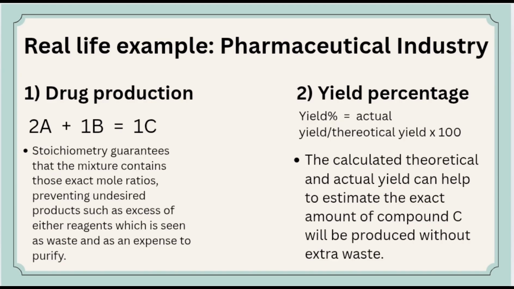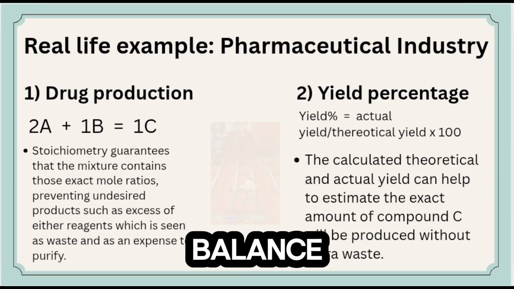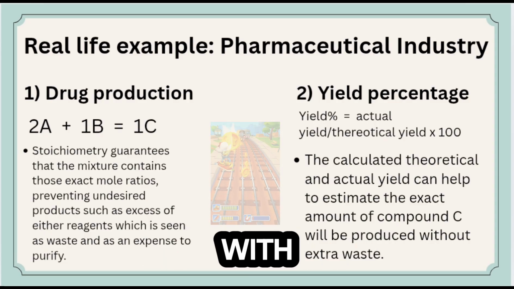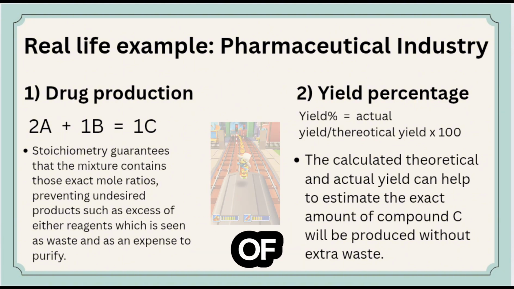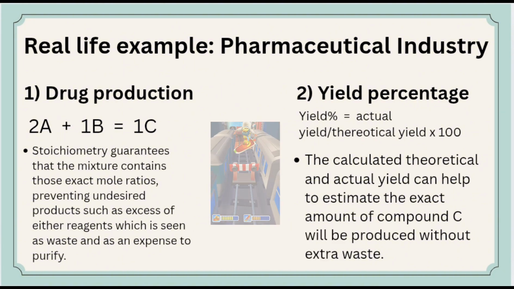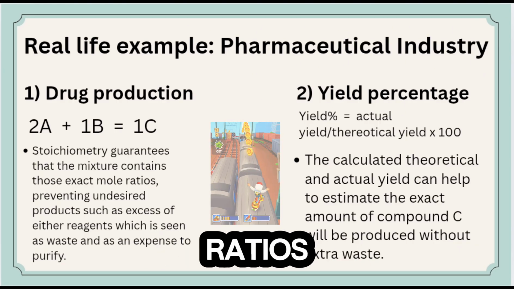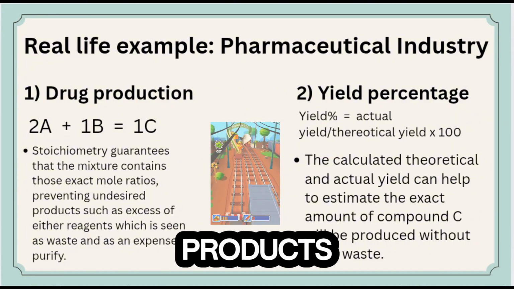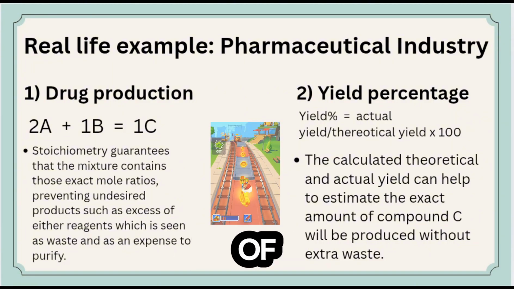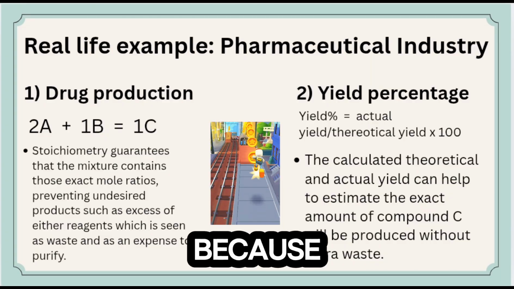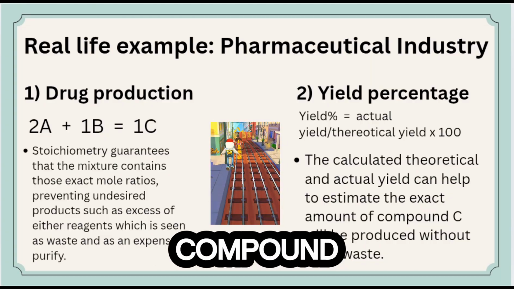Stoichiometry is used in real life, especially in the pharmaceutical industry. If you look at drug production, mole balance is taken into consideration, where 2 moles of reagent A react with 1 mole of reagent B to create 1 mole of compound C. Stoichiometry guarantees that the mixture contains those exact mole ratios, preventing the production of undesired products, such as excess of either reagent, which is seen as waste, and as an expense to purify, because the excess reagent contaminates compound C.